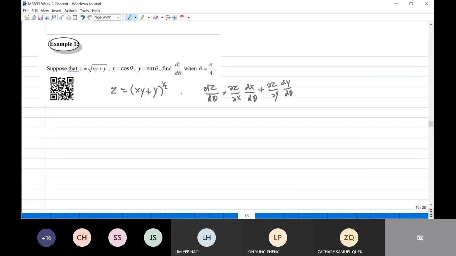So what is dx d theta here? You can find out dx d theta is minus sine theta. dy d theta is cosine theta now. This is normal differentiation, whereas dz dx and dz dy are partial differentiation. Okay, let's try to figure out what dz dx is first.